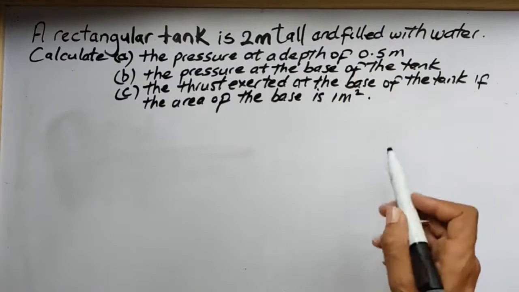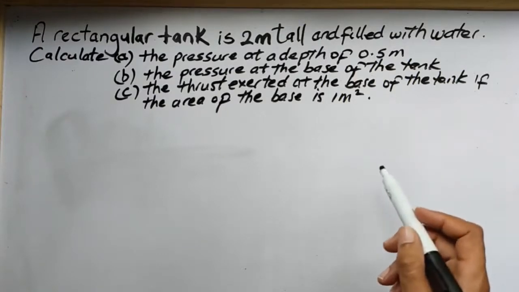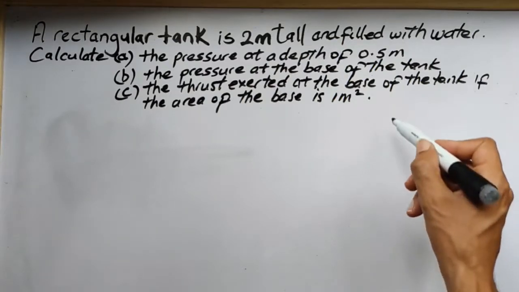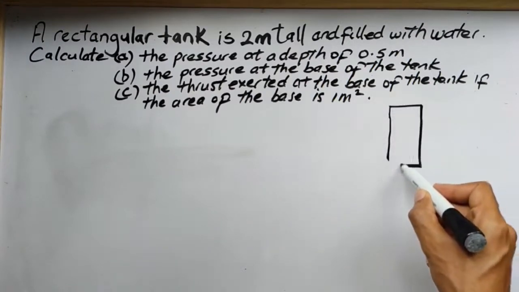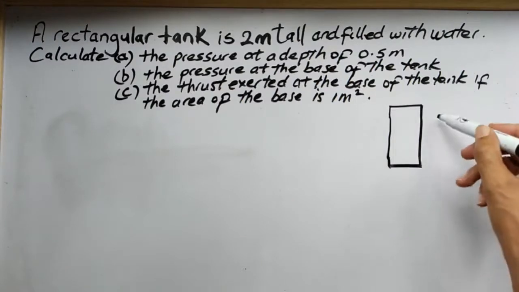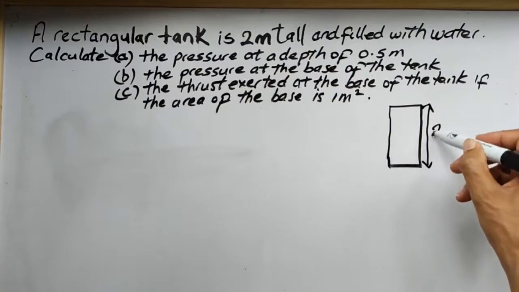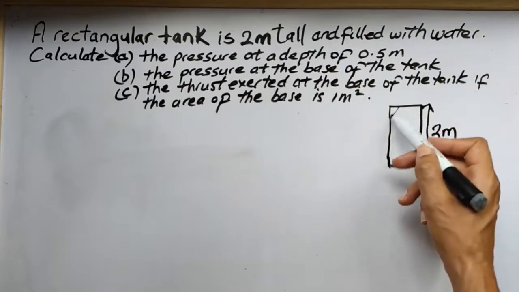So we don't know if the tank is cylindrical or if it is rectangular, but I'll just sketch a diagram to illustrate the heights then. So we have a tank, and this tank has a height of 2 meters and it's filled with water.